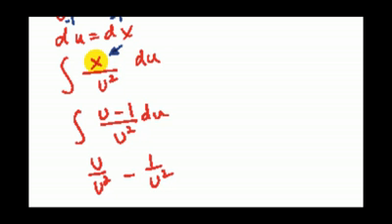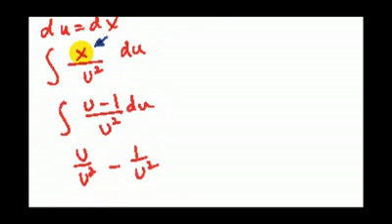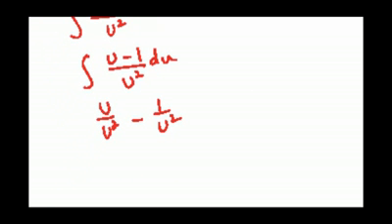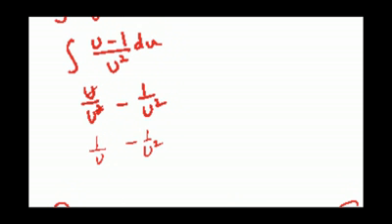and then just use some algebra rules to simplify. This becomes 1 over U, and then 1 over U squared. Nope, running out of space there. Still integral, still du.